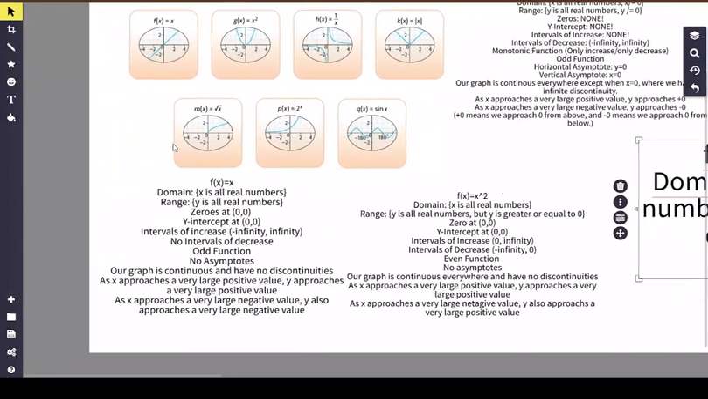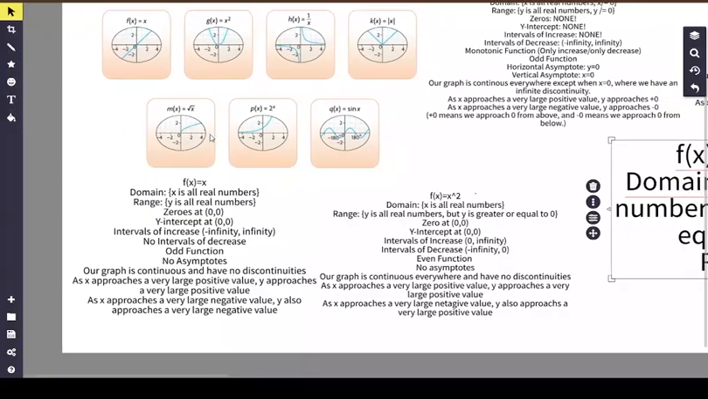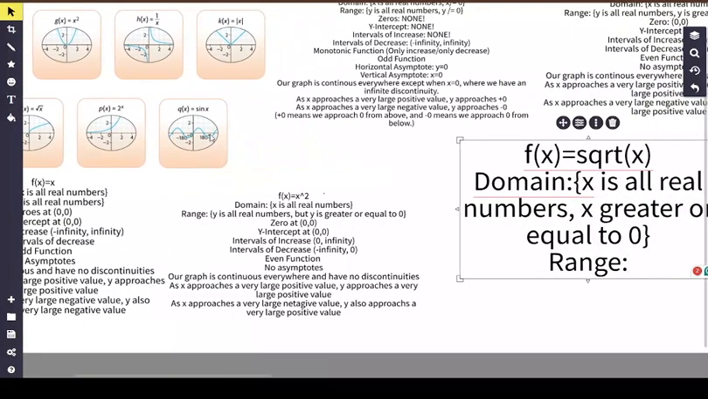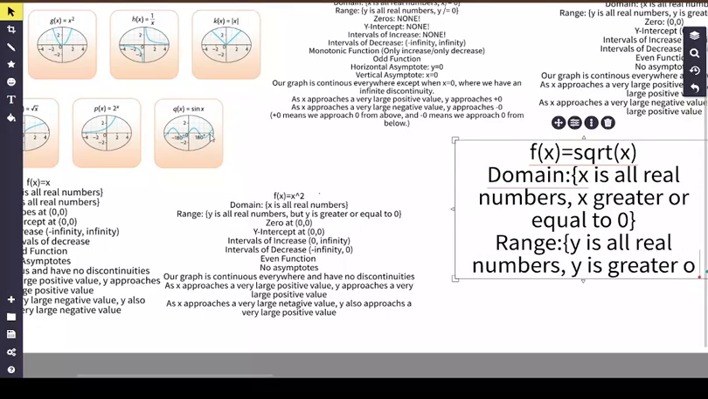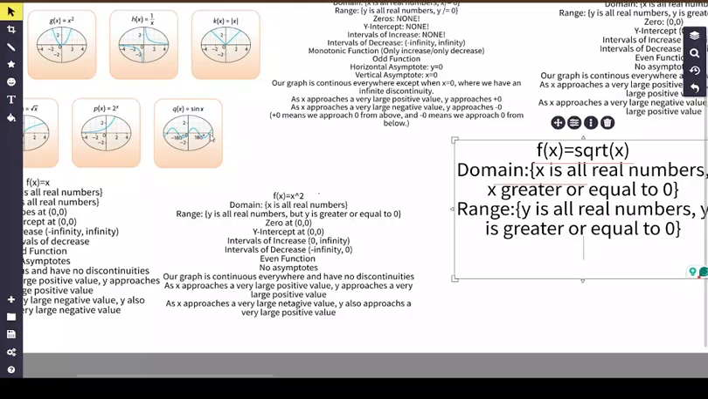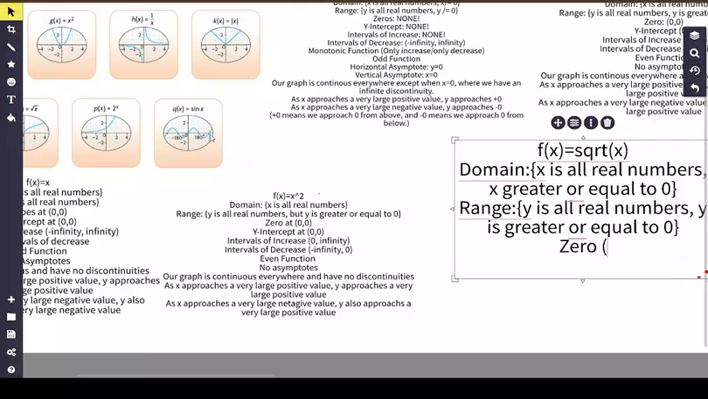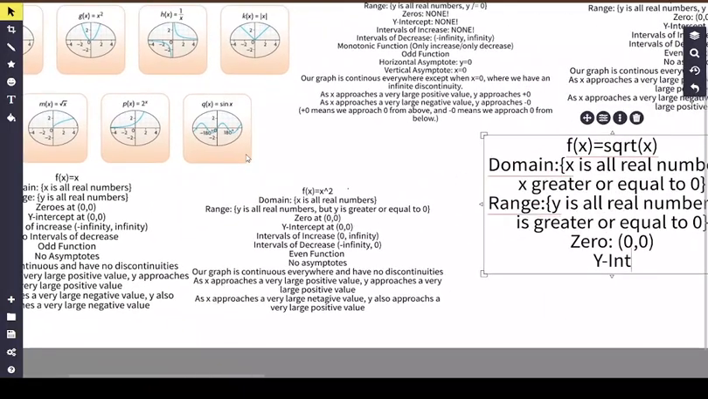Let's talk about the range. So range, notice that the lowest value that y can take is also 0. But besides that, y can take every value that's above. So y is all real numbers. Y is greater or equal to 0. So it's the same thing as the domain. Now, zero obviously at 0, 0. That's our only point. And besides that, we no longer have any x-intercepts, and the y-intercept is also 0, 0.